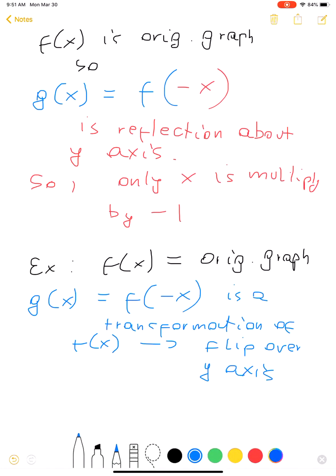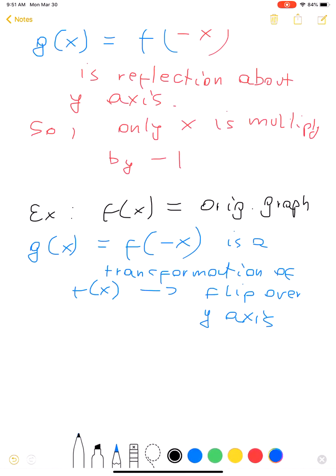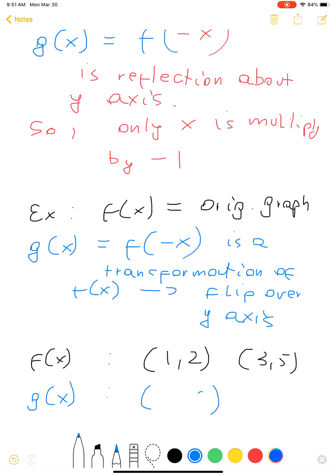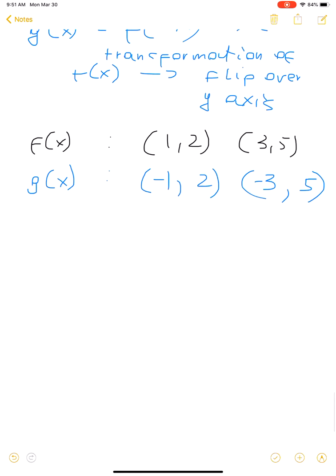So I'm going to use the same points like before: 1, 2, 3, 5. So f of x has points 1, 2, 3, 5. So for g of x, we're flipping over the y-axis, which means y will stay the same and x will change to the opposite. Okay, so that's how it works. And one more example and we're done.